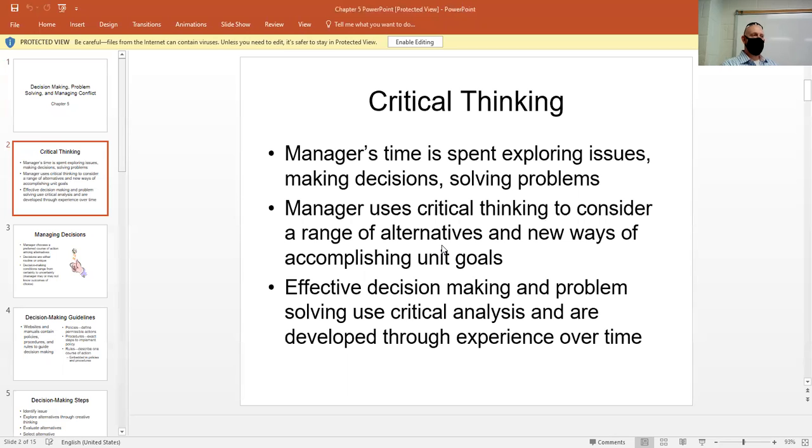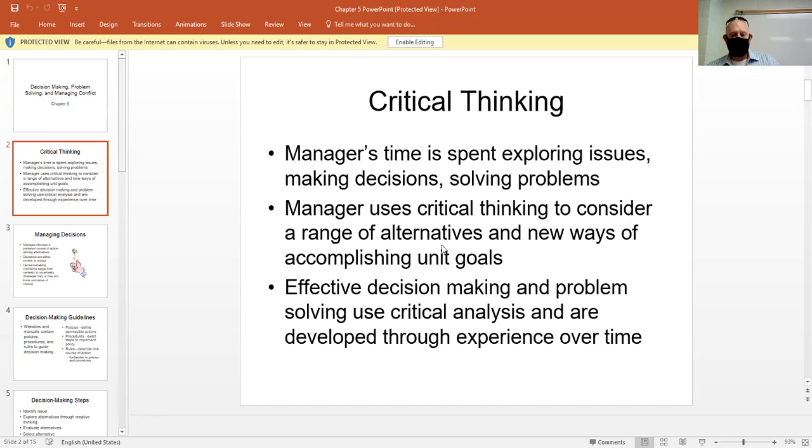So critical thinking is where you look at the pros and cons, basically. This is what is going to be positive about this. This is what could be a negative. So you have to think critically. You can't think it's my idea, so it's perfect. You have to look at it through a critical eye. You have to be critical of even your own ideas. That being said, that's where that range of alternatives and new ways of accomplishing goals comes in. Your initial thought might not be the end all be all fix all. You might need to have more than one plan.